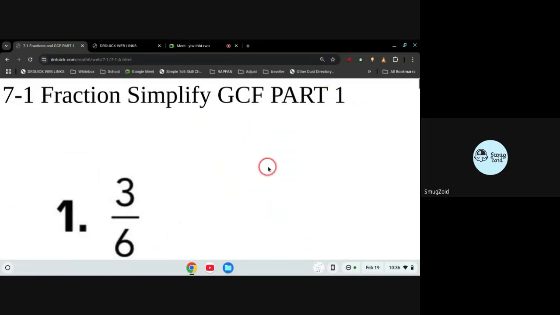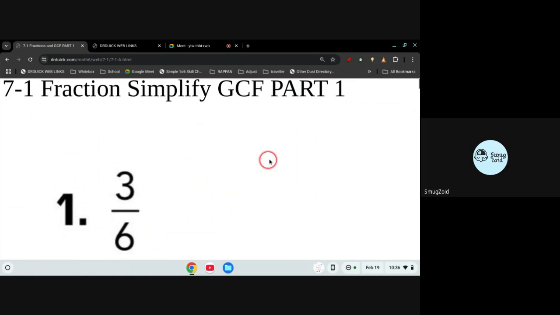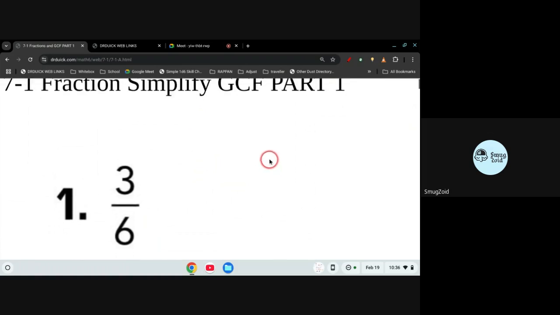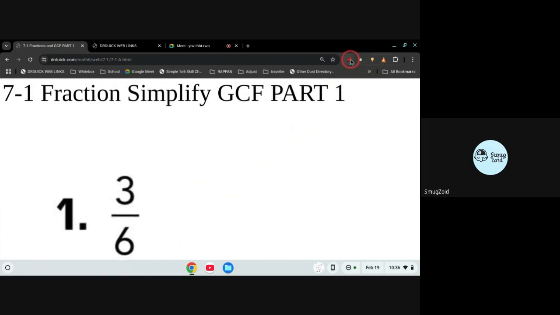I'm going to show you how to simplify fractions using greatest common factor. And that's the first part of 7-1. Okay, that's what's for homework.